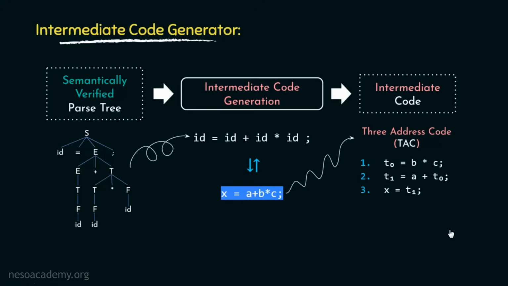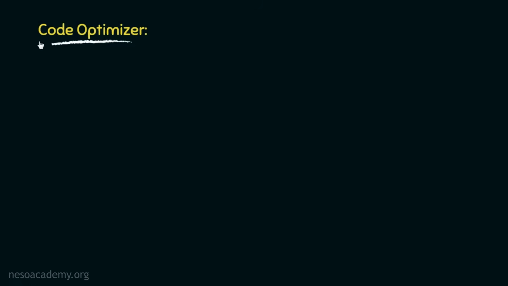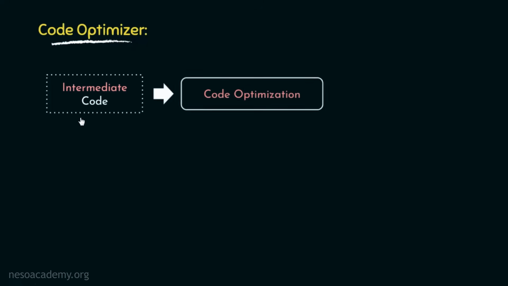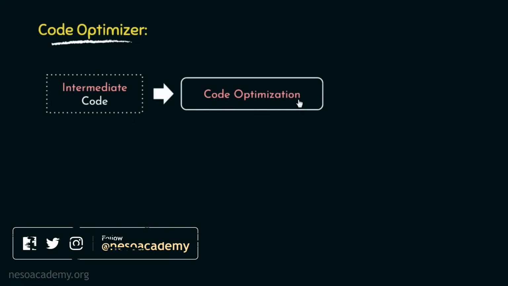Now let's move on to the next phase, shall we? So here, the code optimizer is in control. Basically, the intermediate code is provided to the code optimization phase.